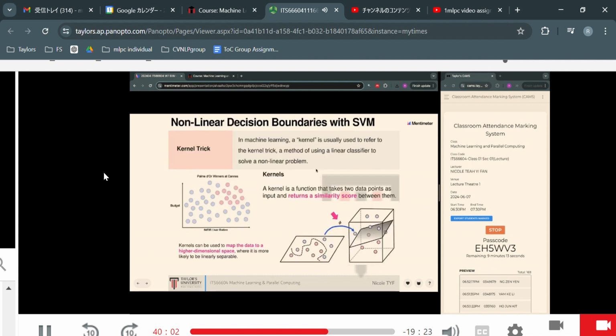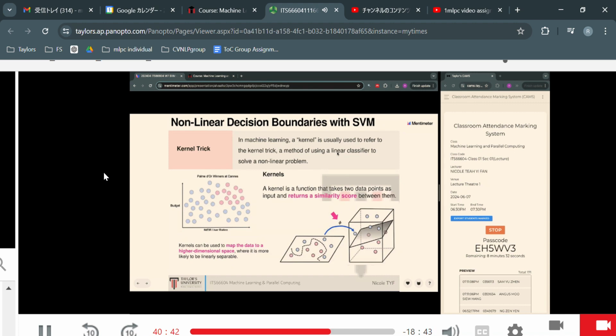This kernel is the thing that allows the SVM to produce non-linear decision boundaries. In machine learning, not deep learning, the kernel usually refers to a kernel trick, a method used for a linear classifier to resolve a non-linear problem. We are going to look at some very interesting concepts regarding this kernel. It is a function that takes two data points as input and returns a similarity score between them.